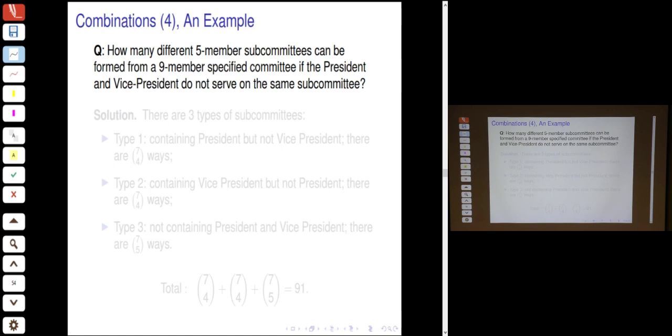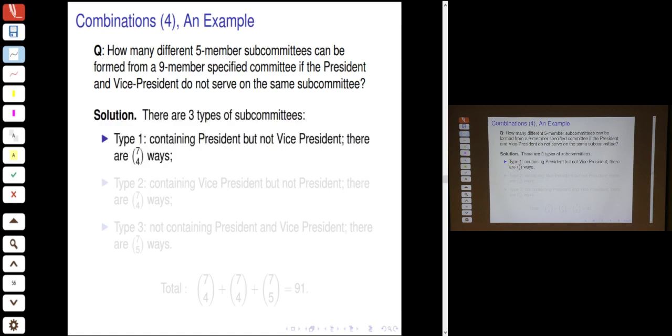Okay. Right. So now I want to know how many different ways to form subcommittees. But there's a condition, there's a catch. I cannot put the president and vice president in the same subcommittee. If I choose the president, I cannot choose the vice president, and vice versa. Or I can reject two of them. Okay. So there are three types of subcommittees. Type 1 contains the president but not the vice president. So there are 7 choose 4 ways. You understand why this is 7 choose 4?